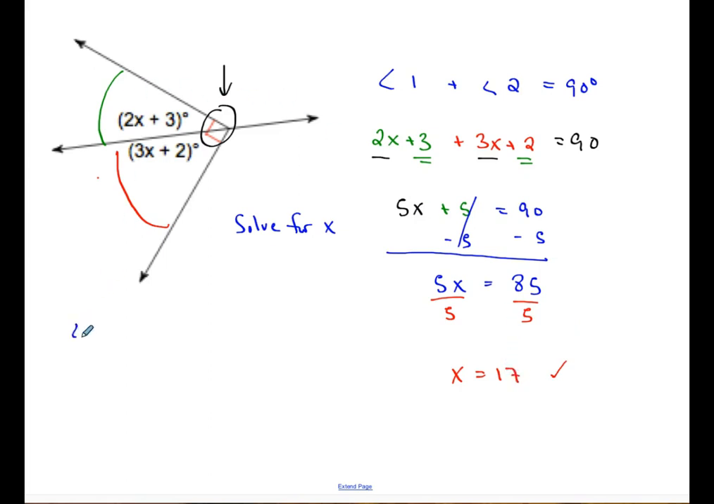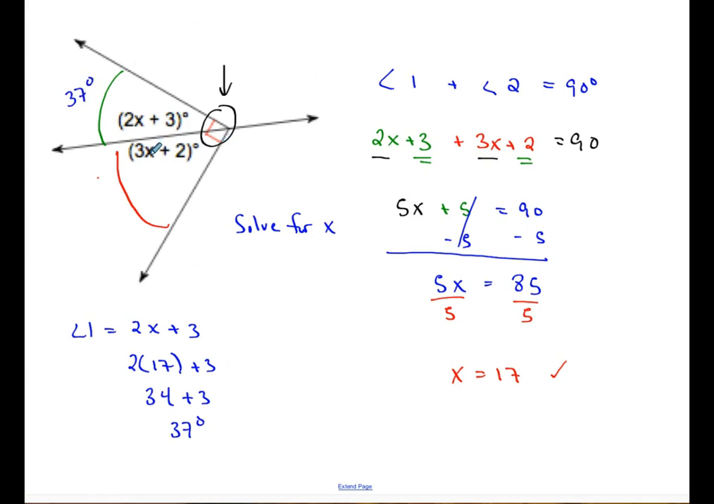So angle 1, we said was the 2x plus 3. So since x is 17, so really it's 2 times 17 plus 3. 2 times 17 is 34. 34 plus 3, and I get 37 degrees. So this angle here is 37 degrees.